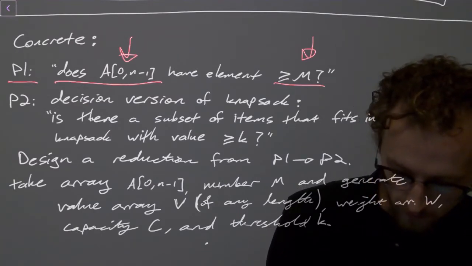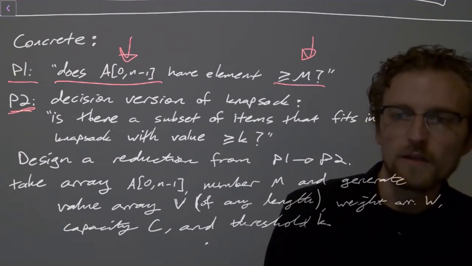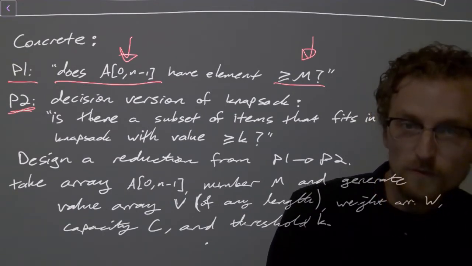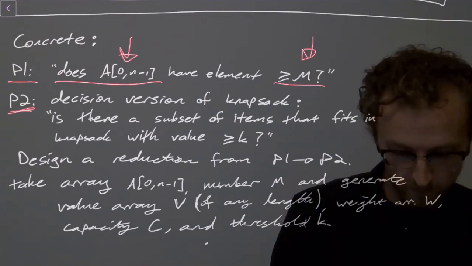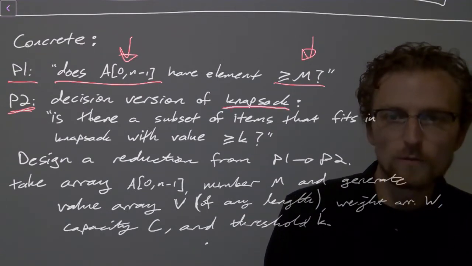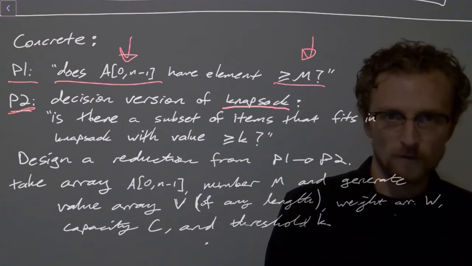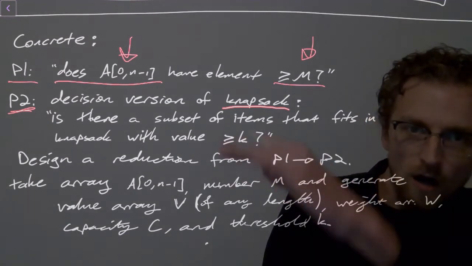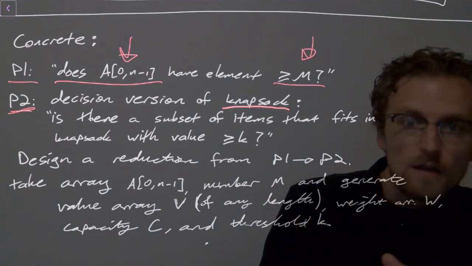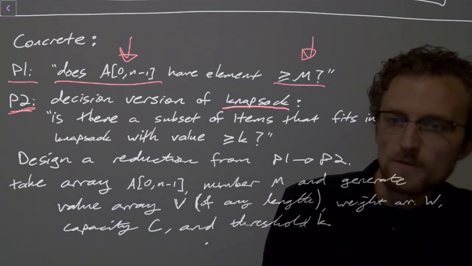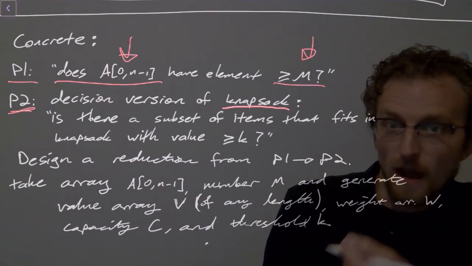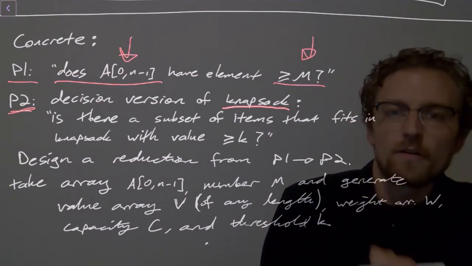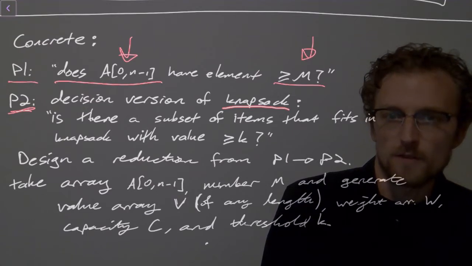Problem P2, however, we'll define to be the decision version of the knapsack. When we've looked at the knapsack problem before, we've looked at the optimization version. The optimization version that we're all familiar with says, here are our items, our weights, our capacity. Now go find the best subset. So the optimization version says, optimize the value function for this problem.